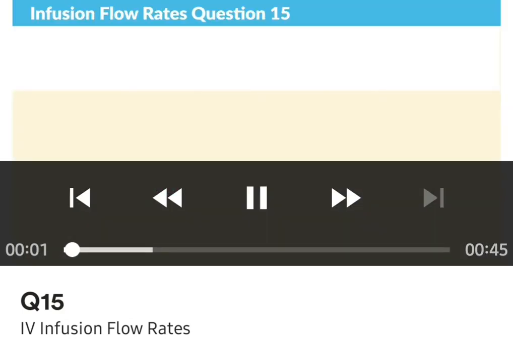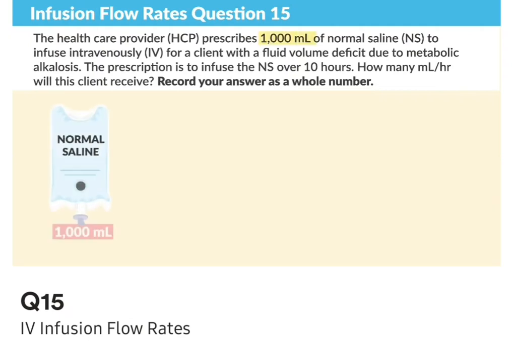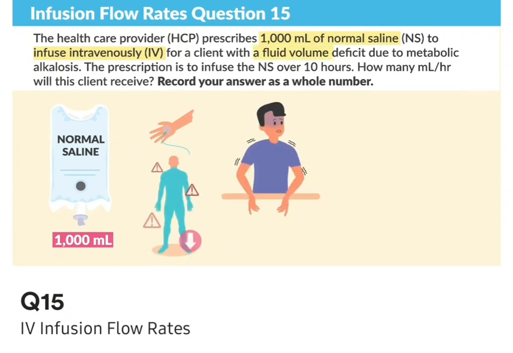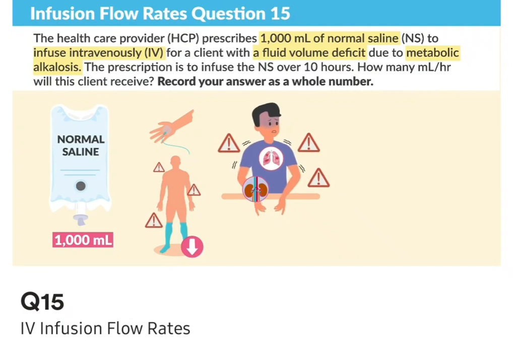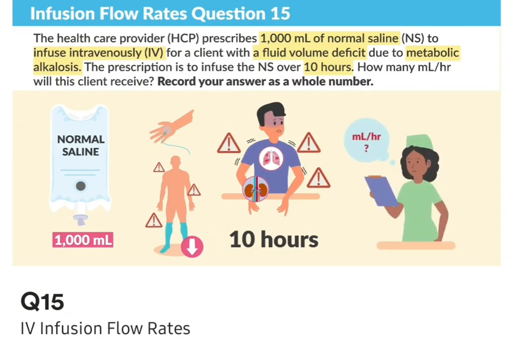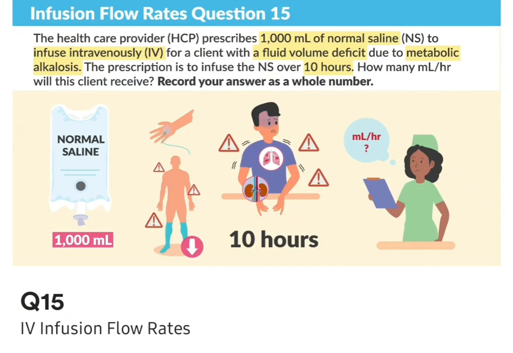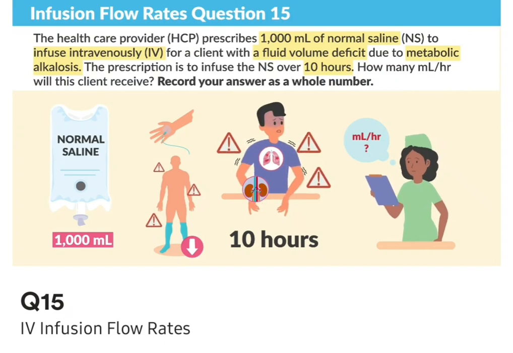Now for question 15, the healthcare provider prescribes 1,000 milliliters of normal saline to infuse intravenously for a client with fluid volume deficit due to metabolic alkalosis, that acid-base imbalance. The prescription is to infuse normal saline over 10 hours. So how many mLs per hour will the client receive? So record your answer as a whole number.